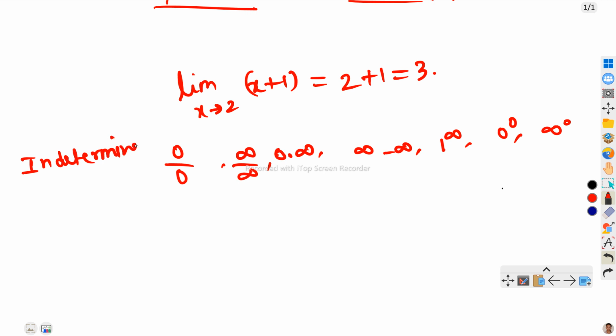If in case of limits, indeterminate forms come, then there are different methods to evaluate the limit in case of different indeterminate forms. But in all cases, our motive will be to get rid of the indeterminate form. After getting rid of the indeterminate form, we use the definition of limit or directly put the value.